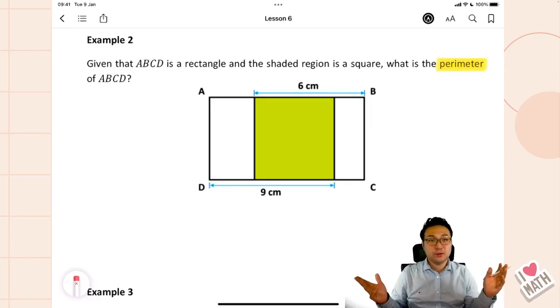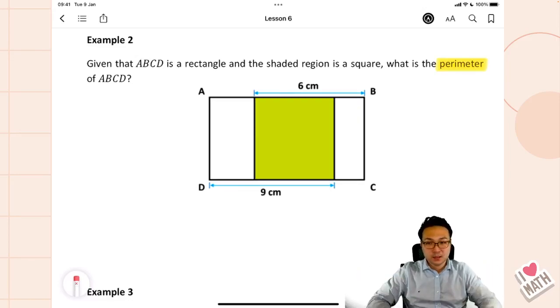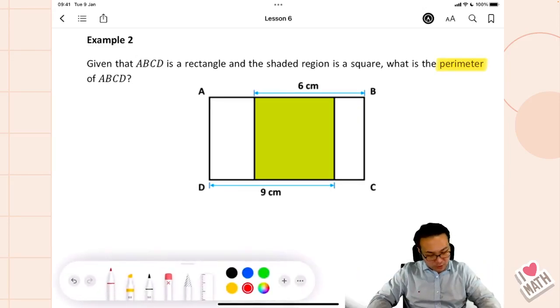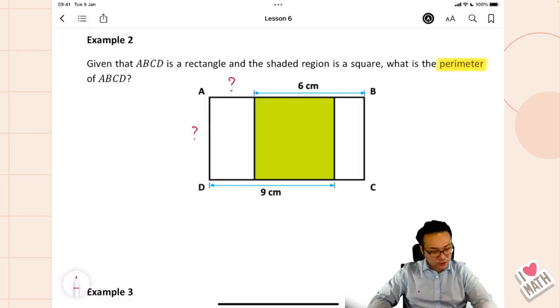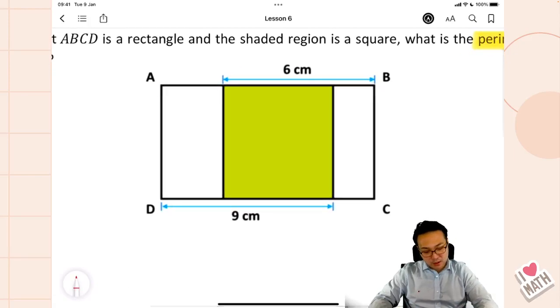But how are we going to do it then, right? So students, if there are certain things that you do not know, it's okay. Use alphabets. If you don't know, then you use alphabet. For example, why not we just call this A? Why not we just call this B? Because we don't know the individual length, right? So we just call it A and B.